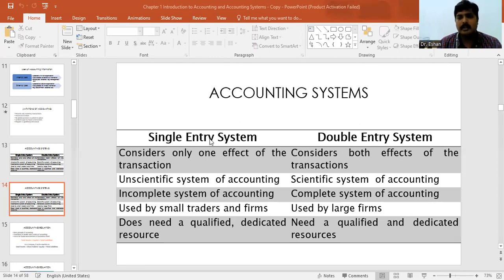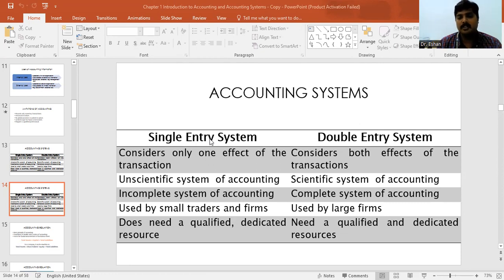In case of the double entry system, we consider both effects of the transaction. It is a scientific system. Worldwide, most of the companies follow the double entry system, even European countries, American countries, Indians. We follow the double entry system since it is a scientific system of accounting and it's considered a complete system of accounting.